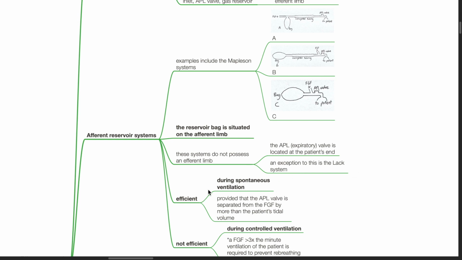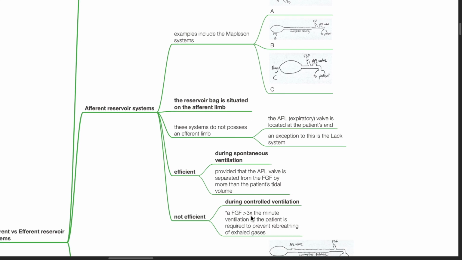It is efficient during spontaneous ventilation, provided that the APL valve is separated from the fresh gas flow by more than the patient's tidal volume. It is not efficient during controlled ventilation. A fresh gas flow of more than 3 times the minute ventilation of the patient is required to prevent rebreathing of exhaled gases.